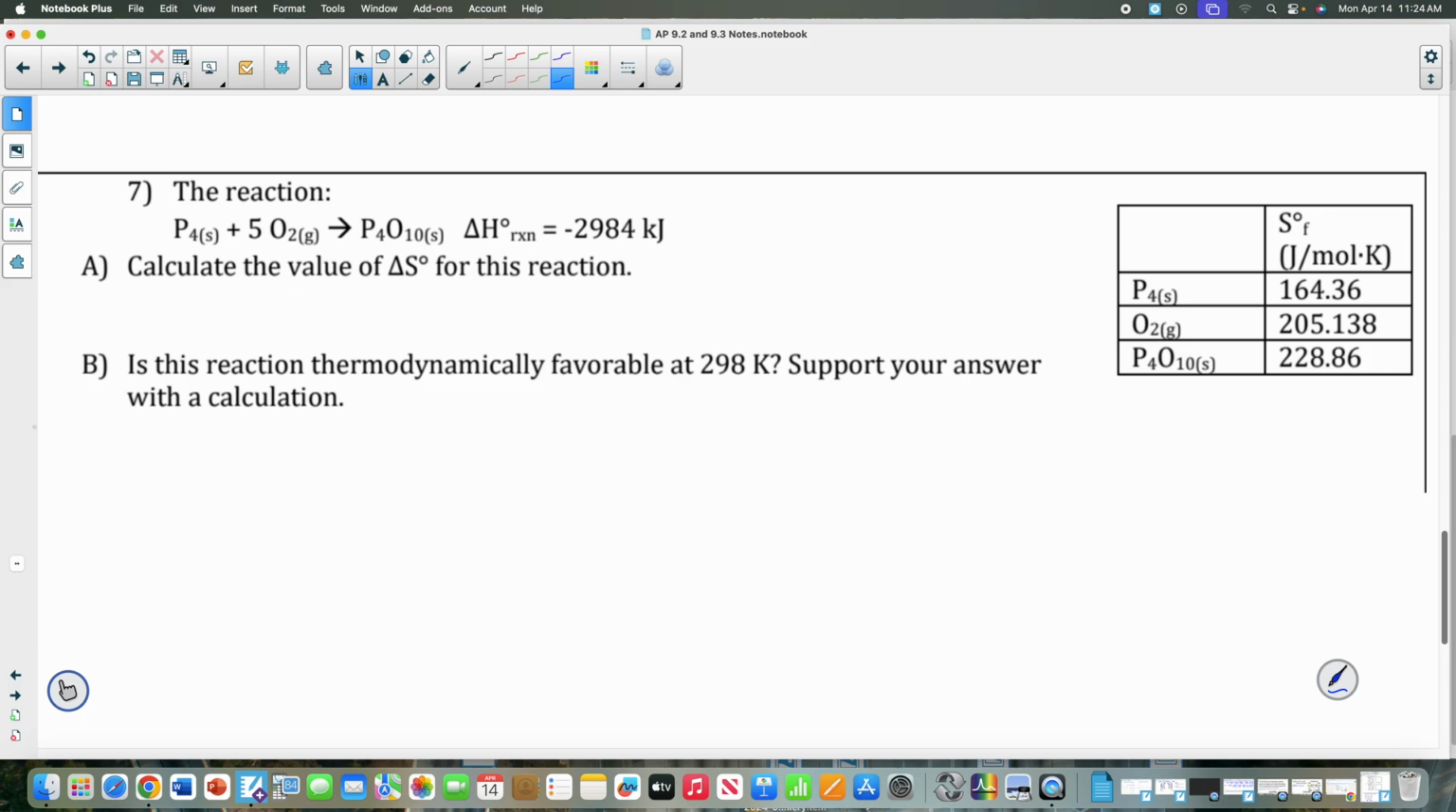Alright, so here's our reaction. P4, blah, blah, blah. That doesn't matter. Calculate the value of delta S for this reaction. Okay, we're given a table of values of our delta S's. So what we're going to do is products minus reactants to figure out delta S.